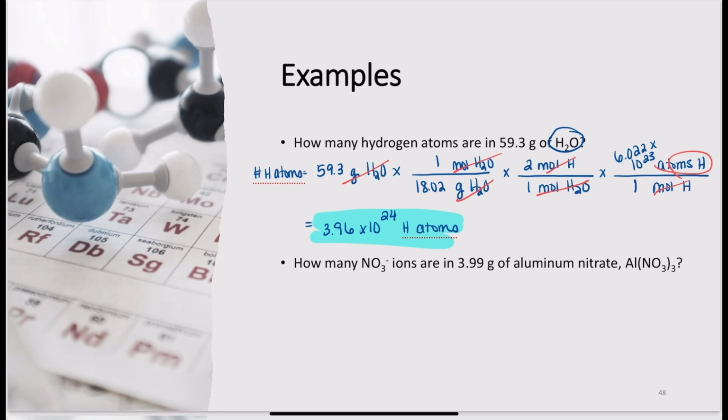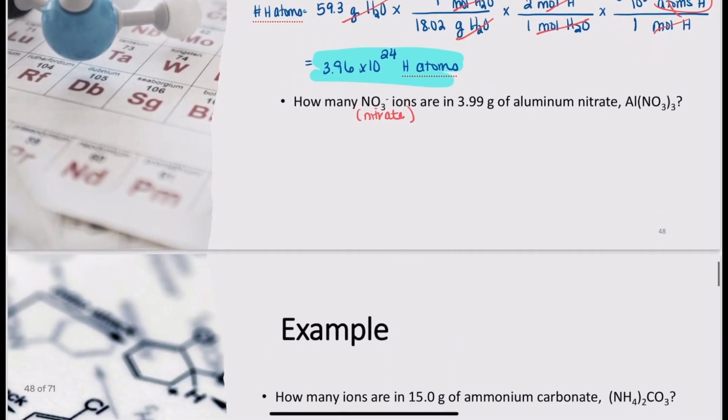So in this case, I'm telling you NO3 minus ions. In the notes, I just say nitrate, because that's what it's called. You should be working on your polyatomics, though. Number of nitrate ions, if I'm starting with 3.99 grams of aluminum nitrate. I need to cancel grams of aluminum nitrate and get to moles of aluminum nitrate.